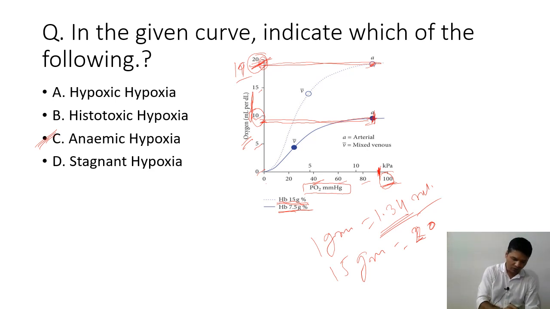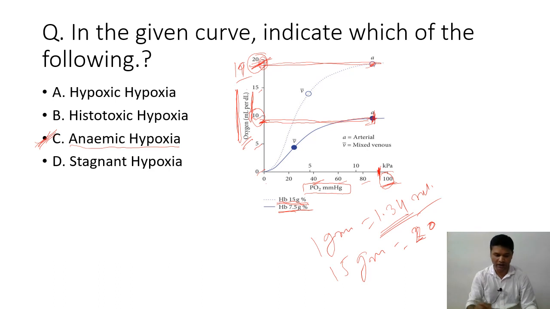So because of that, this hypoxia will be anemic hypoxia, where anemia is because of the decrease of hemoglobin content in the blood. That's why the oxygen carrying capacity is reduced, less than 10 ml per 100 ml of blood. It can carry around less than 10 ml oxygen in this condition.